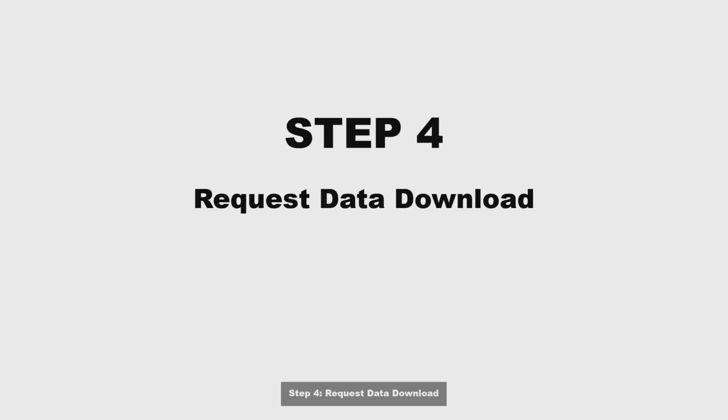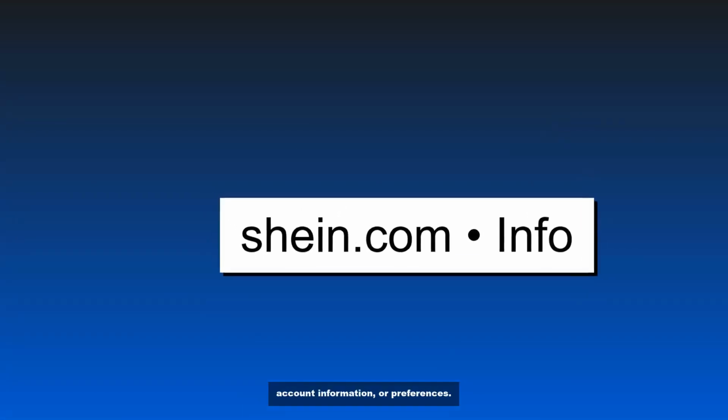Step 4. Request data download. Follow the prompts to request your data download. You may need to specify what type of data you want, such as order history, account information, or preferences.